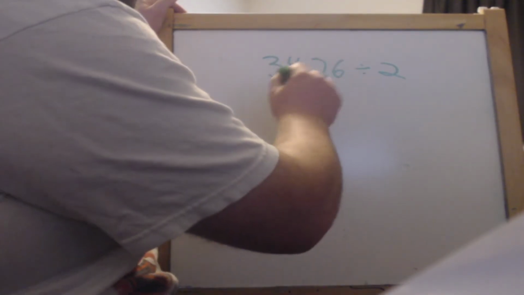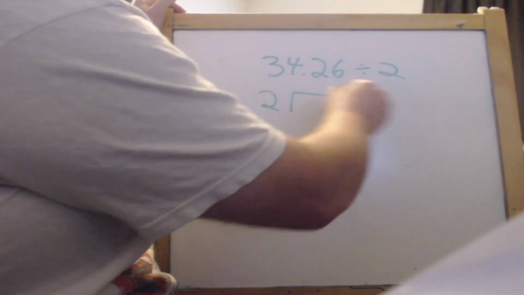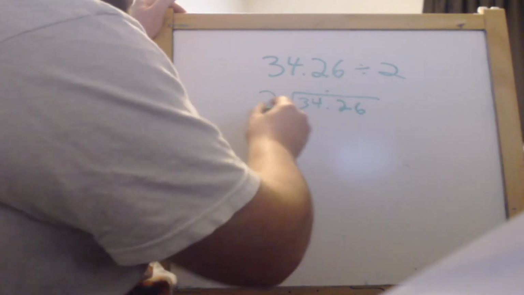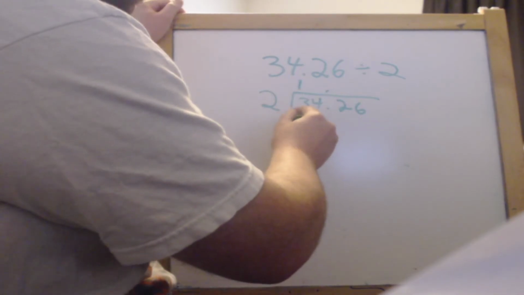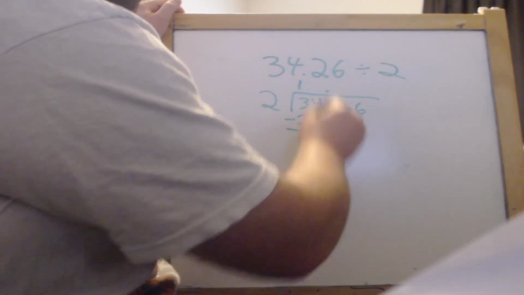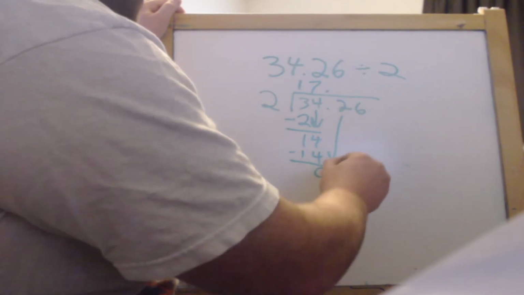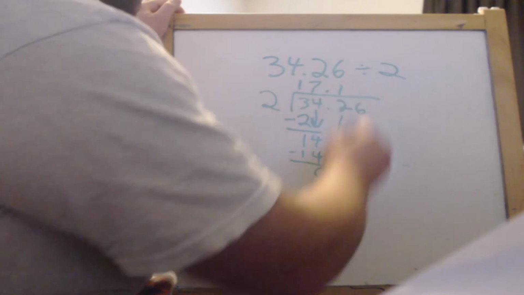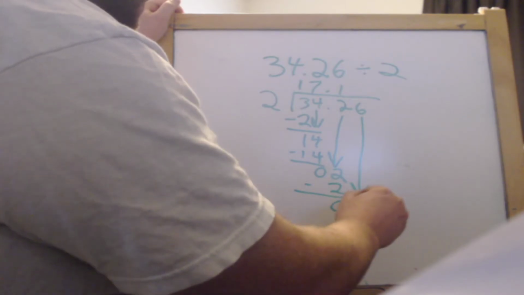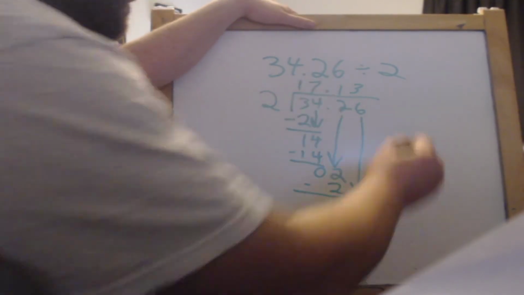So 34.26 divided by 2, I can just, okay, bring the decimal up here. 2 goes into 3 one time. 2, 1, 14, which would be 7, minus 14, 0, 2. 2 goes into 2 one time. Okay, minus 2, 0, 6. 2 goes into 6 3 times. So we're at 17.13.